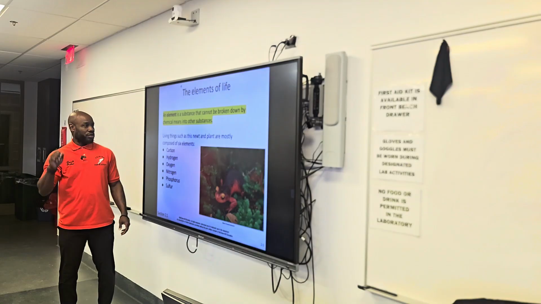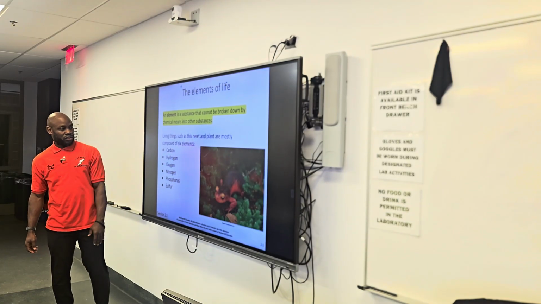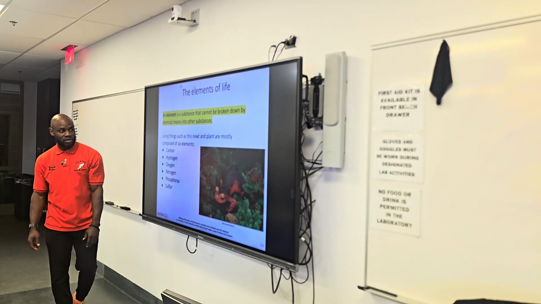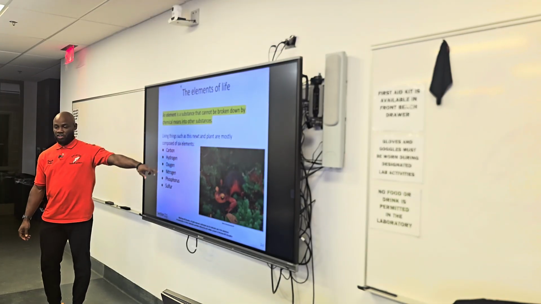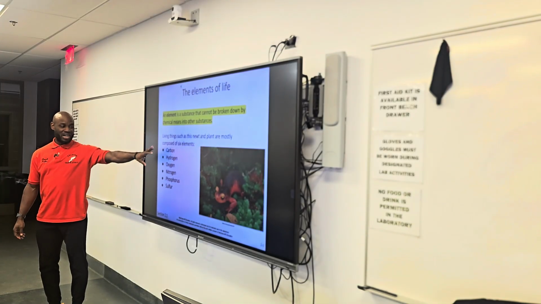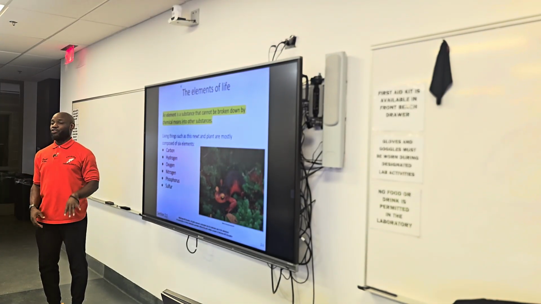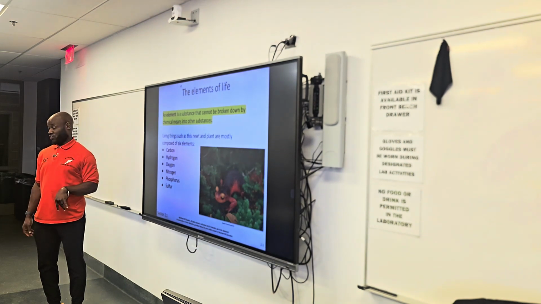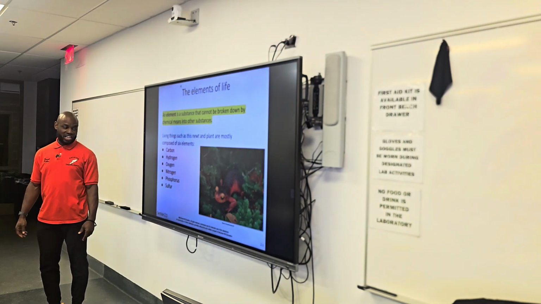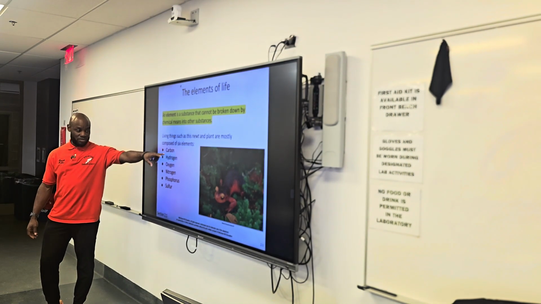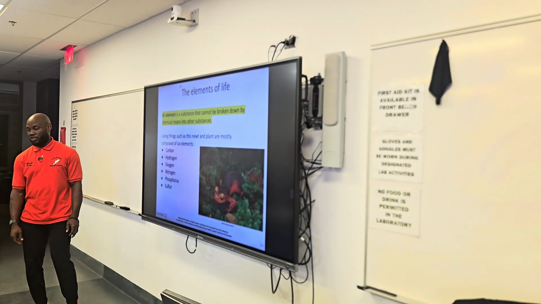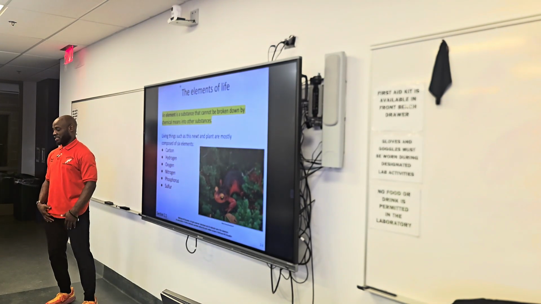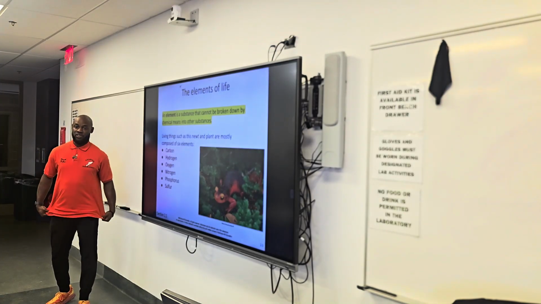So, an element is a substance that cannot be broken down by chemical means into other substances. For instance, oxygen is considered an element. Carbon, an element. Sulfur, an element. Hydrogen, that you studied today, is an element, all right? Living things such as the newt, the animal here, and the plant are mostly composed of 6 elements, all right?